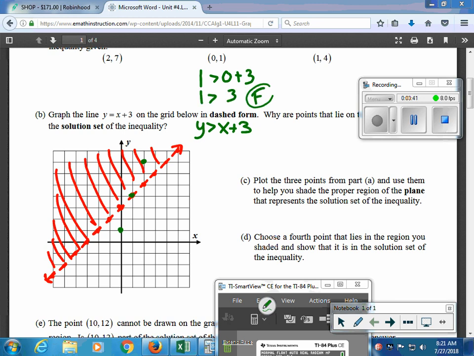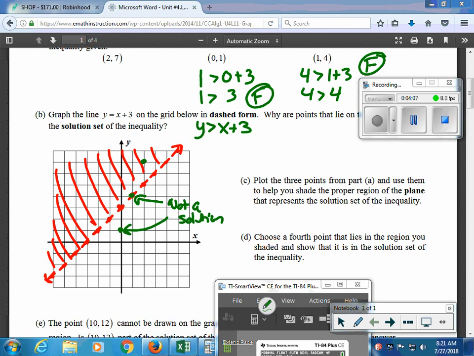So that one's false. And then (1, 4): 4 is greater than 1 plus 3. Well, 4 is not greater than 4, so that one's false also. So because it's dashed, that's not an answer. Not a solution. And the same thing with this one. So the only ones that are solutions would be the numbers in the shaded area.